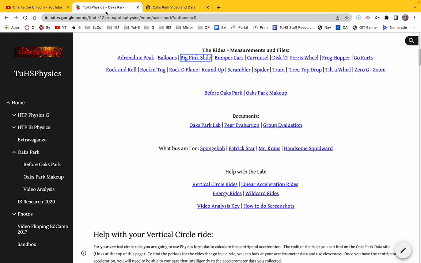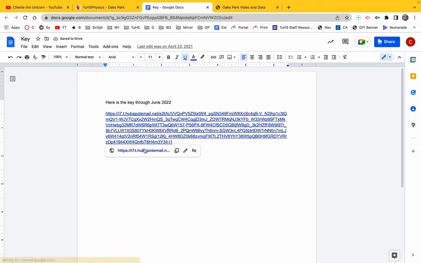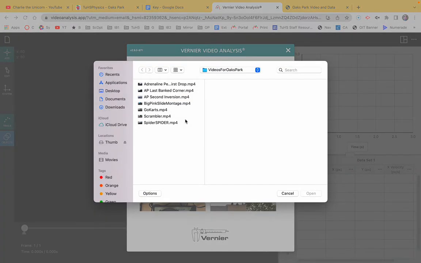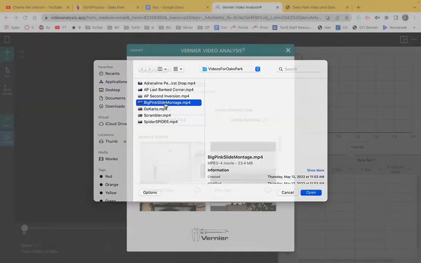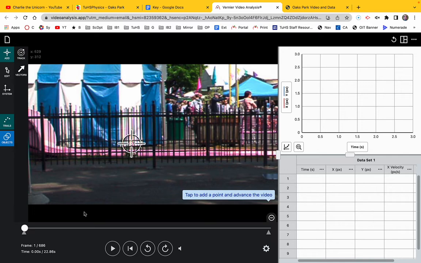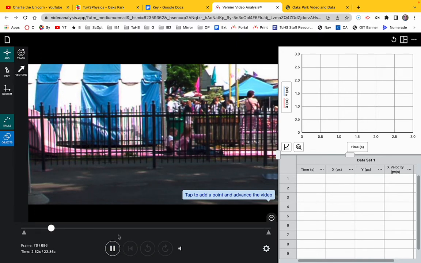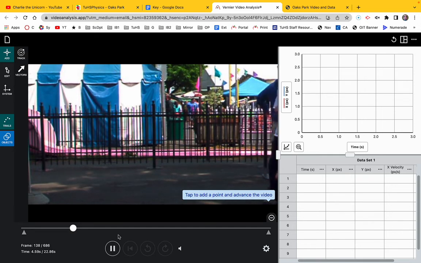Okay, so I'm going to go back here. I'm going to run video analysis. And I'm going to choose a file. I've got a whole bunch of people slowing down at the end of the big pink slide, so I just stuck them all in this. You can hit play. You can see the people going by, and that's a fairly good one, that first one.